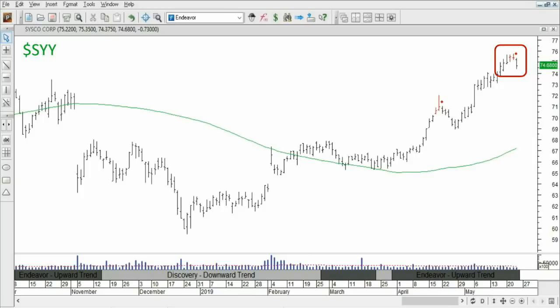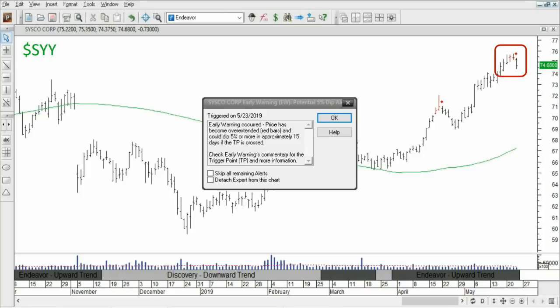Now, each red bar is alerting us to the fact that price has moved up too fast and, like I said before, has become overextended. Then we get our red diamond, which is the early warning signal, followed up by an alert, reminding us what the early warning signal means. It tells us the early warning occurred, price has become overextended, references the red bars, and could dip 5% or more in approximately 15 days if the trigger point is crossed. Check early warnings commentary for the trigger point and more information. All right, perfect. Let's open our commentary.